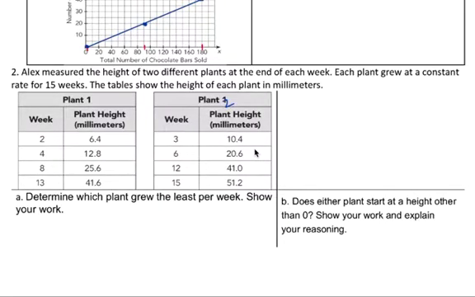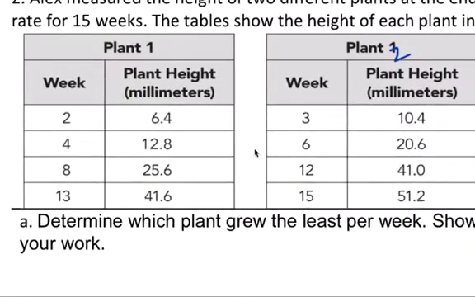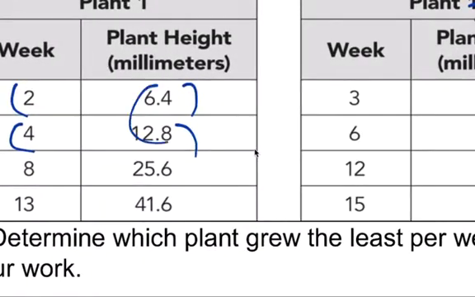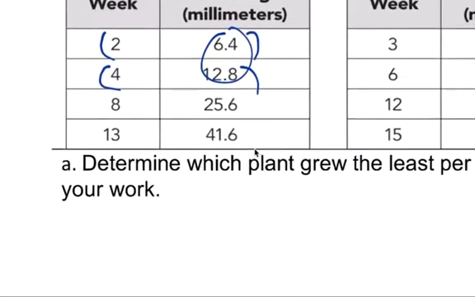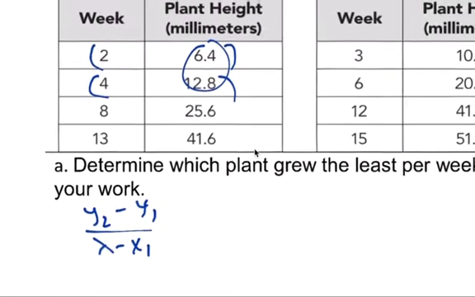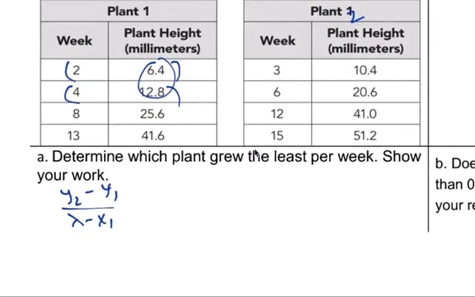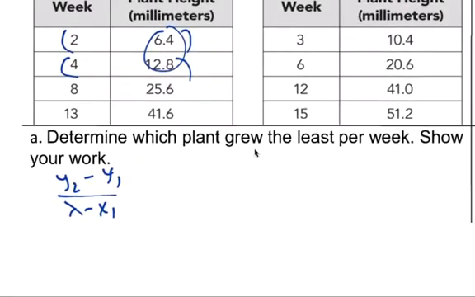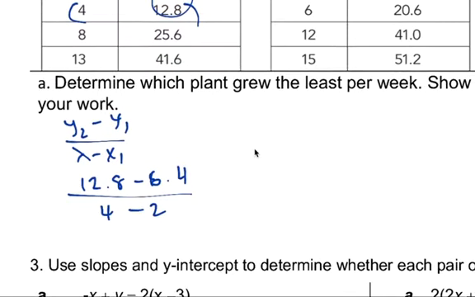Okay. It's a constant rate, so it should be the same. So find which one grew the least. The height, y2 minus y1 over x2 minus x1. Who grew at the slowest rate? So 12.8 minus 6.4 over 4 minus 2. That's plant number 1.